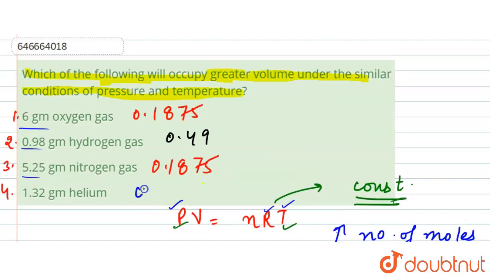So here, if we see, we got the highest number of moles for option number 2. So that will have the greater volume at similar conditions of pressure and temperature. So the answer is option 2.